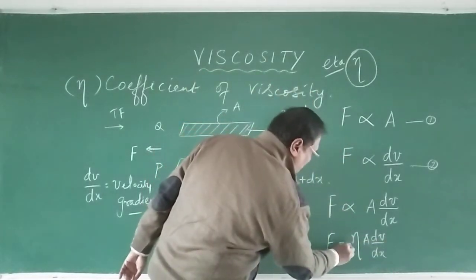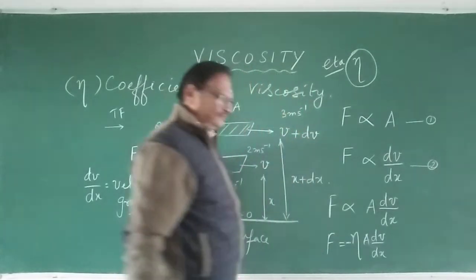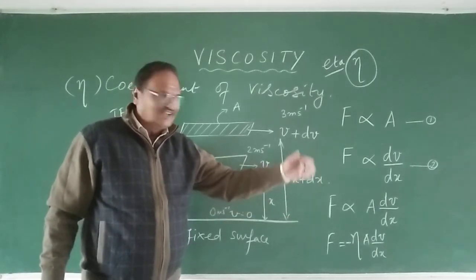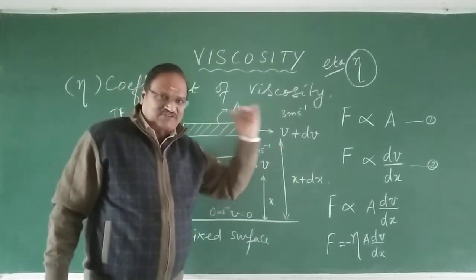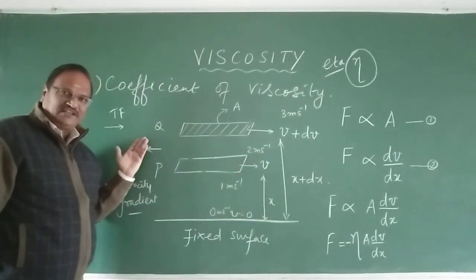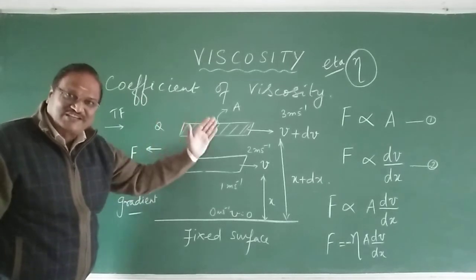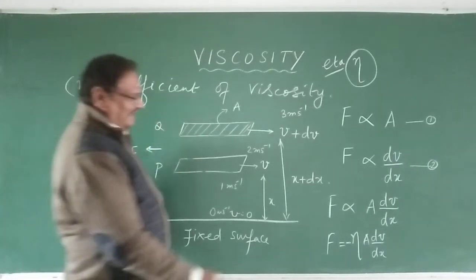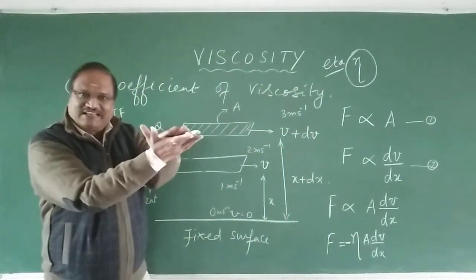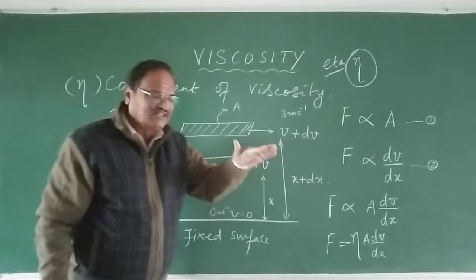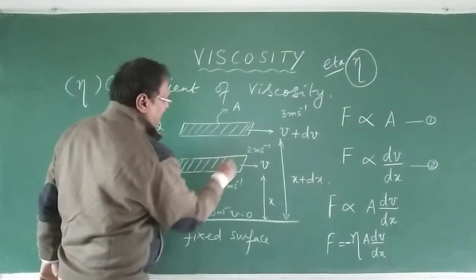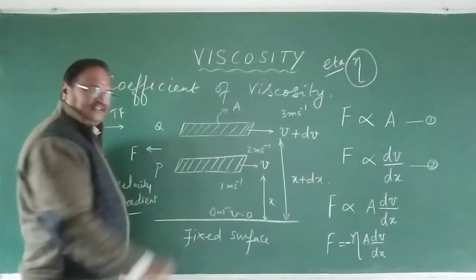Eta A dv by dx, right? And I bring a negative sign here. Why is there a negative sign? Because frictional force is opposite to the external force. So the viscous force, or the viscosity, is opposite to the externally applied force. So there is a negative sign. It slows down the speed between the layers. We have assumed the liquid is in the form of layers, and we have taken the area of the layers, and we have explained this now.